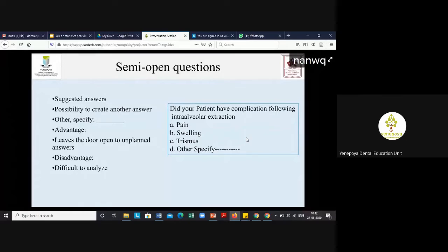So we have come across three different types of questionnaire: the open-ended question, the closed-ended question, and the semi-open question. You can choose based on your aim and objective, research question, and research hypothesis. You can mix and match. You can also have only closed-ended options. It's left to you.